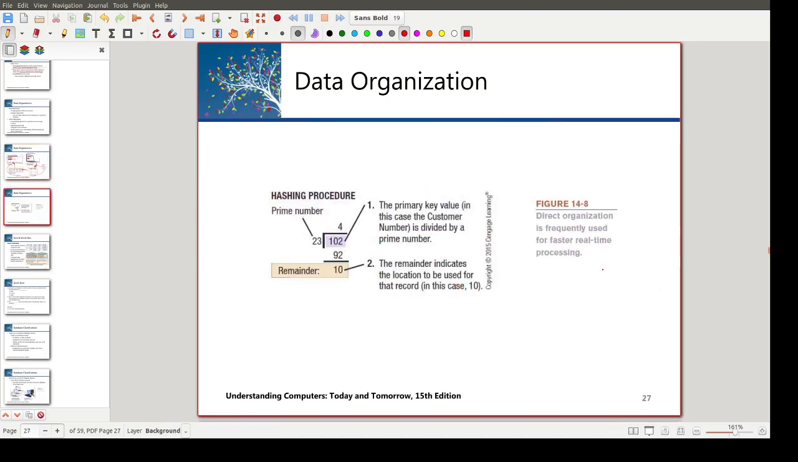Okay, what about the hashing? The hashing is doing something differently. The primary key in this case, the customer number, is divided by a prime number, for example 23. We took the 23 and we found this remainder. The remainder indicates the location to be used for that record. In this case it is 10, but let me ask you, how many numbers, when you divide them by 23, will give you a remainder equal to 10? We have lots of them. So if this happens, this will make a collision. That's why I told you there might be some collisions.